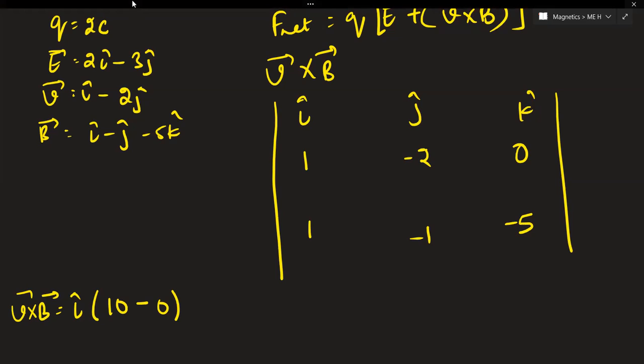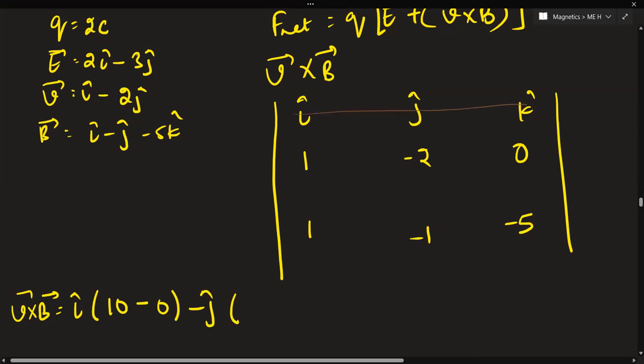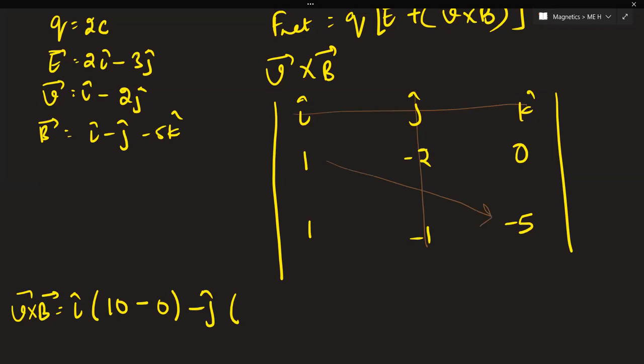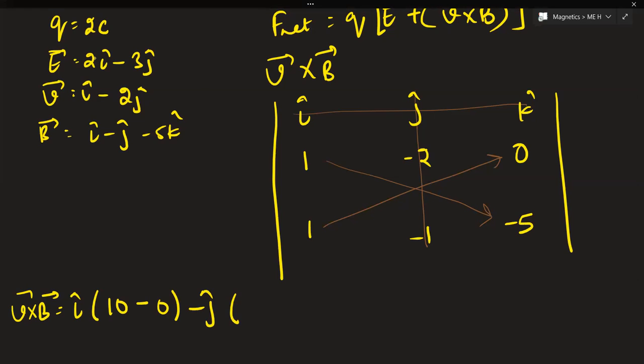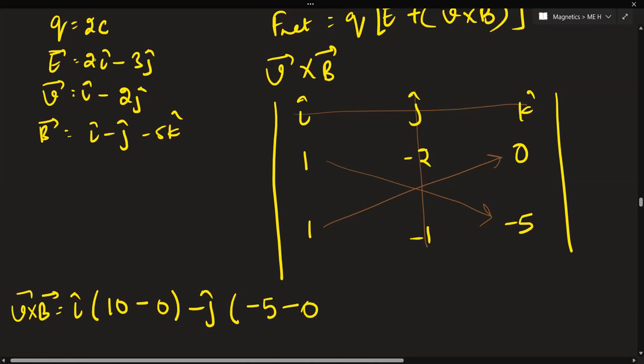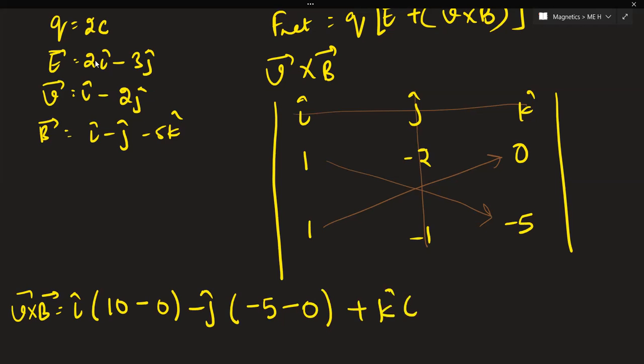Now, for the case of J cap, we always write minus J cap. I cap we write plus, K cap we write plus, for J cap we write minus. Now, when we are discussing J cap, ignore this row and ignore the J cap column. Whichever unit vector you are considering, ignore that. Now see, cross multiplication of this minus cross multiplication of this. So 1 into -5 will give you -5, minus 1 into 0 will give you 0, plus K cap.